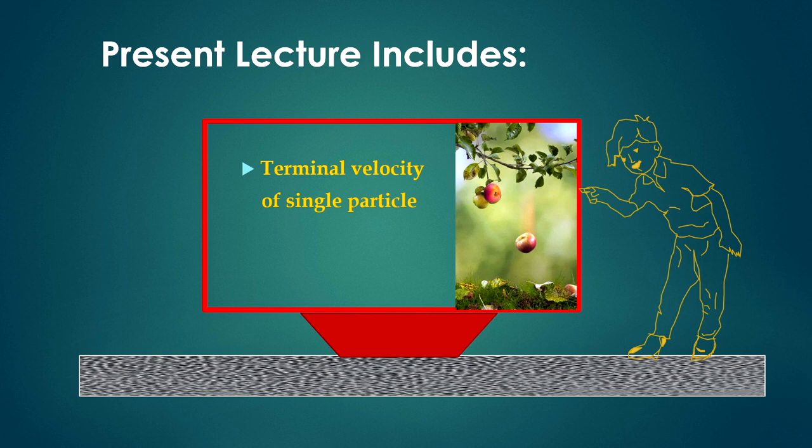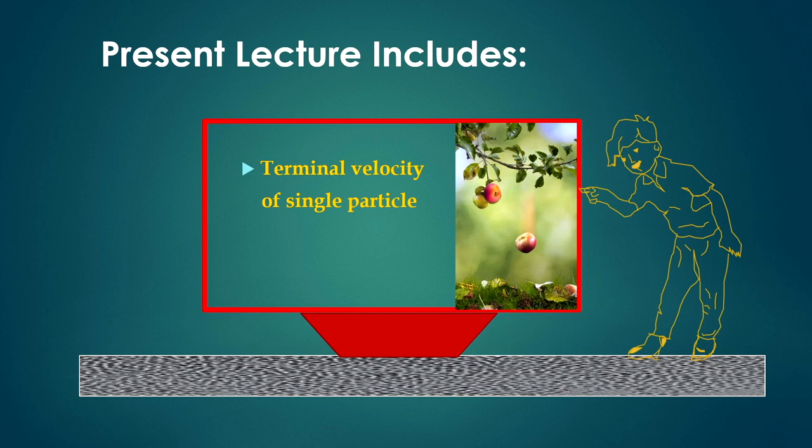So in this lecture we will try to learn about the terminal velocity of a single particle. In the previous lecture we were discussing the drag force of single solid particles, that is acted on it by fluid flow over the solid surface. And also we discussed the lift force, and how the drag force acts at different flow velocities and at different Reynolds number ranges. So in this lecture we will learn about terminal velocity, but only for a single particle.